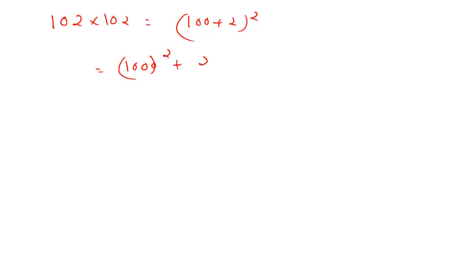Now, you have to apply these identities for finding out products. Suppose 102 into 102. So how to write? 100 plus 2 the whole square. What is 100 plus 2 the whole square? 100 squared plus 2 into 100 into 2 plus 2 squared. So 100 squared is 10,000 plus 400 plus 4. And find out the answer.